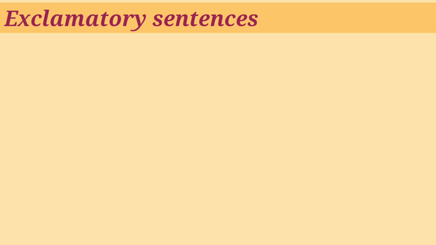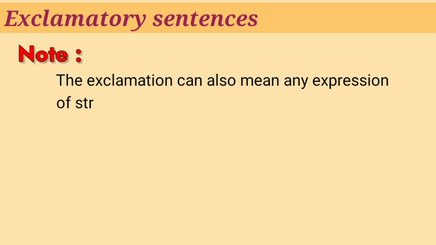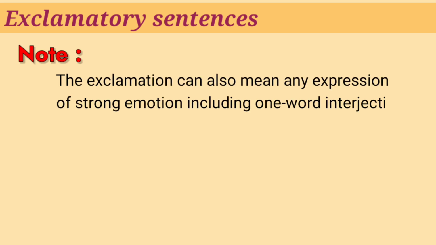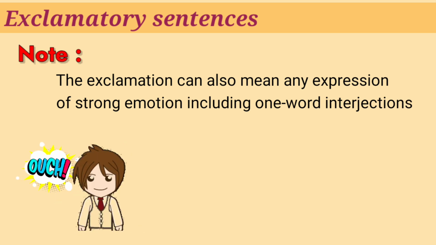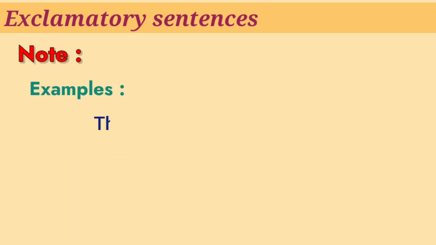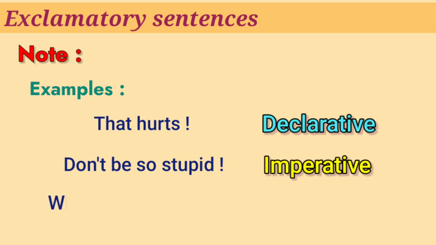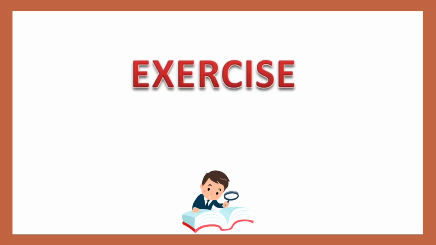Here is a note for you. The exclamation can also mean any expression of strong emotion, including one word interjection like ouch, hey, wow. Examples: That hurts. This is actually a declarative. Don't be so stupid. This is imperative. Who the hell are you? This is interrogative.